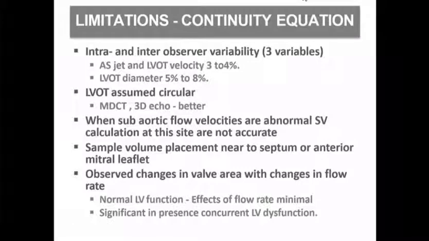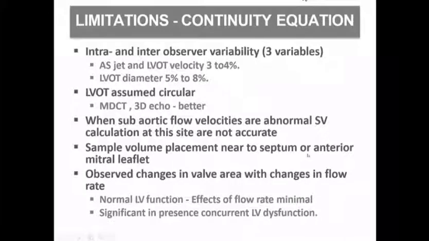As we know, there are intra- and inter-observer variabilities. There is a much 5 to 8% variability in the measuring. If you have assumed that it's circular, maybe it was cylindrical or elliptical. So multi-detector CT or 3D echo is much better than 2D echo. When the subaortic flow velocity is abnormal, the stroke volume calculation at that point is not accurate.